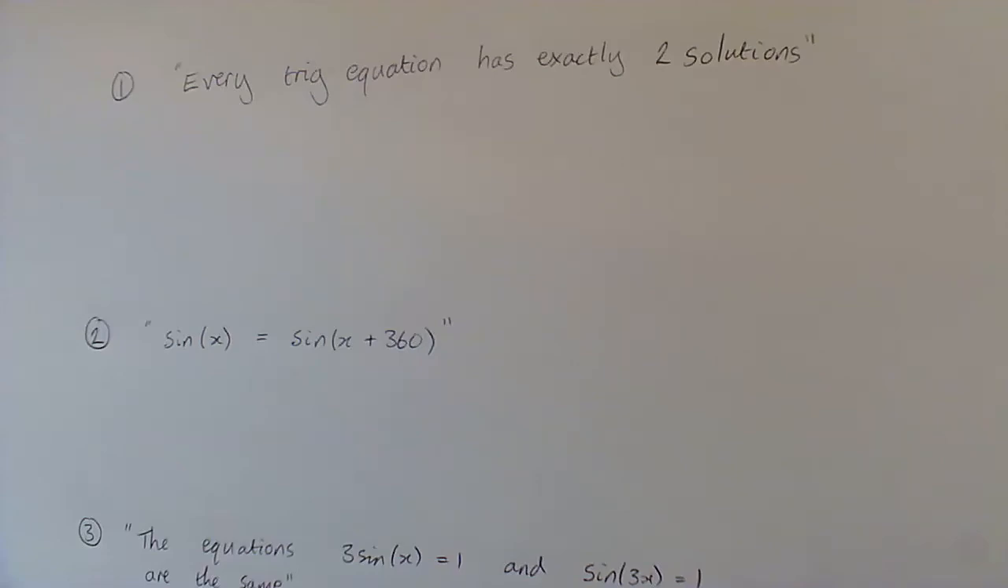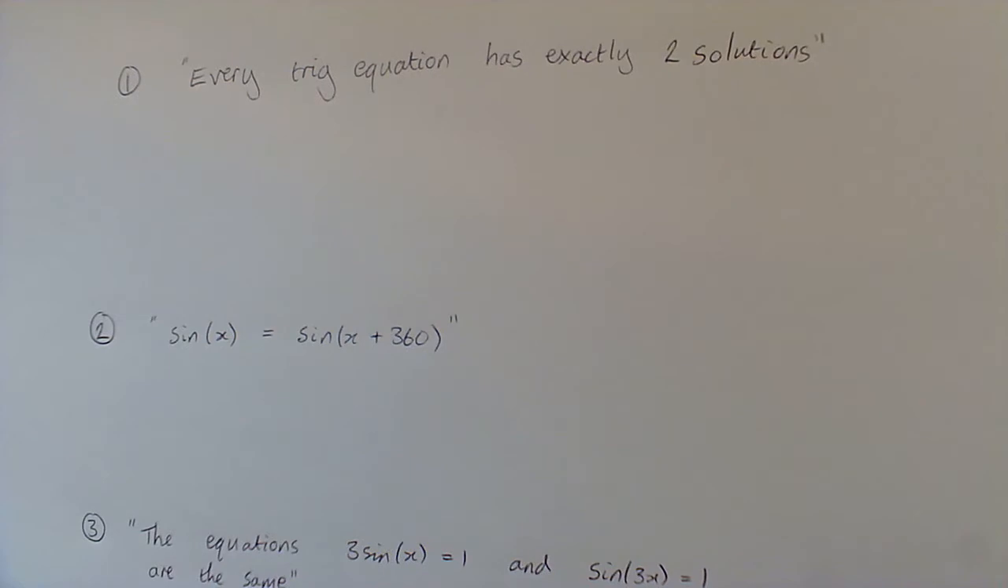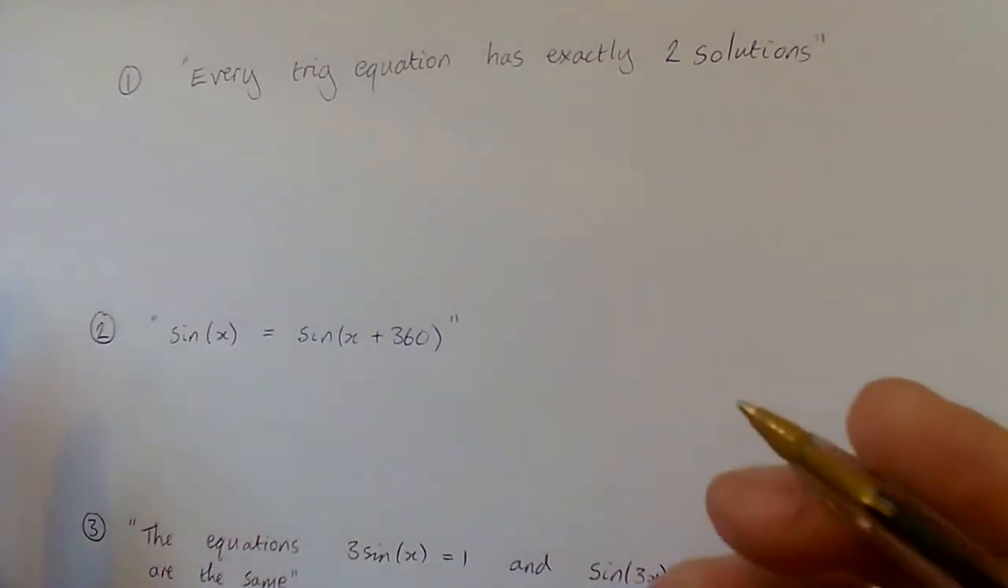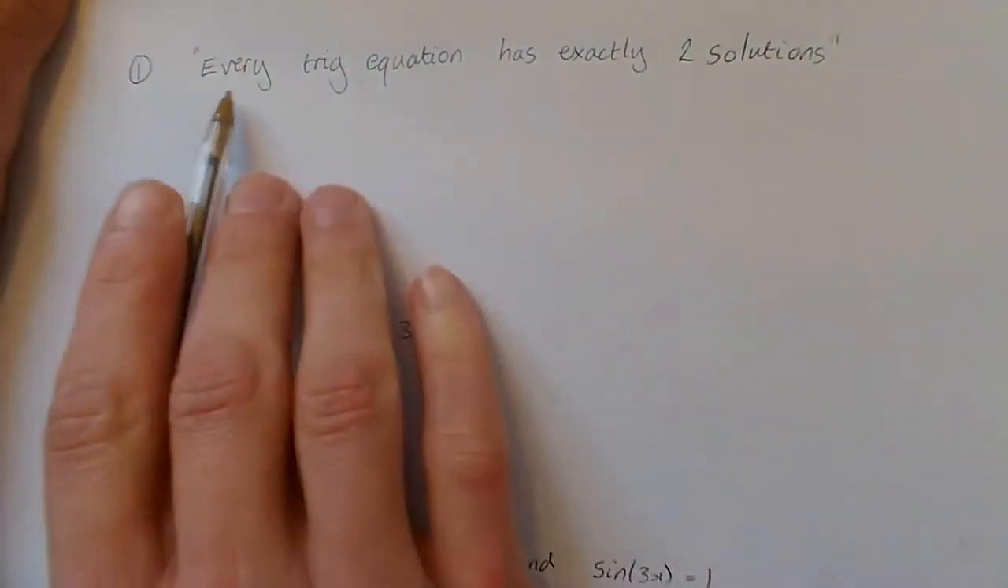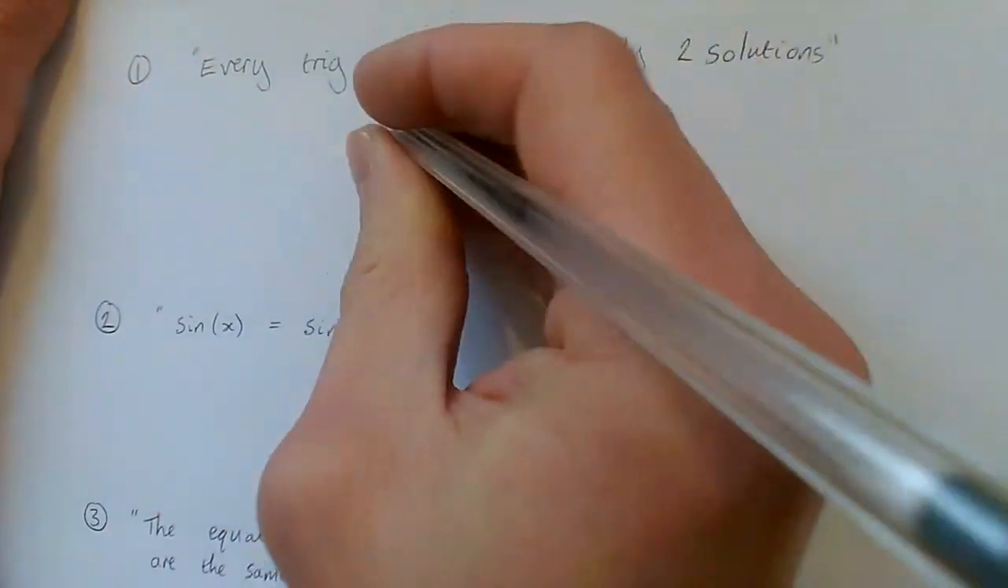For your starter task today, you had three statements, three things to have a look at and think about whether they were true or not. Now, we're going to talk through those just to frame some of the important ideas in this lesson. So the first one here, we had: every trig equation has exactly two solutions.